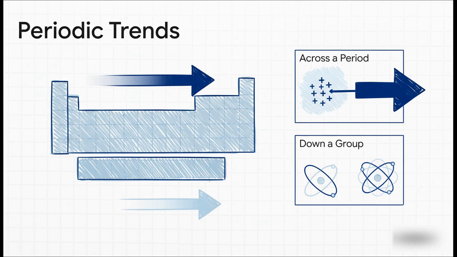So why does this happen? Well, think about it. As you go across a period, you're adding more protons to the nucleus. That stronger positive charge pulls harder on the bonding electrons. But as you go down a group, you're adding whole new shells of electrons. This does two things. It increases the distance from the nucleus to those outer electrons, and the inner electrons create a shield, blocking the full attractive force of the nucleus. Both of those things weaken the pull.